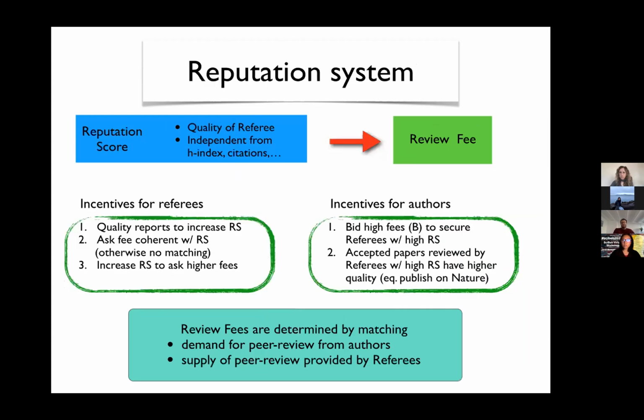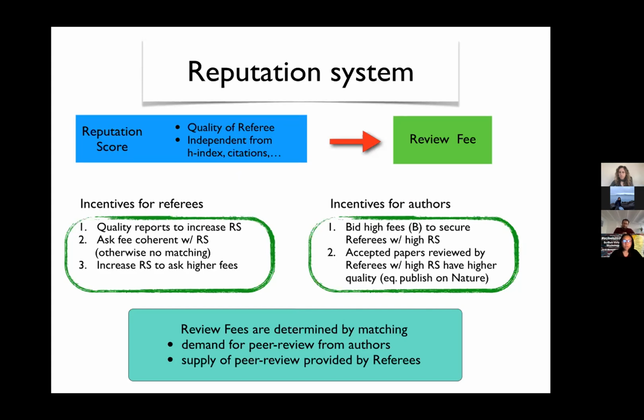So as you see, the reputation system is at the core of this new peer review process, in the sense that my reputation score indicates my quality as a referee. As much as citations, H-index, whatever you want, can indicate, in a very rough form, the quality of my research. So the important point is that this reputation score is completely independent from H-index, citations, and so on, right? It's something that only refers to my quality as a referee, okay?